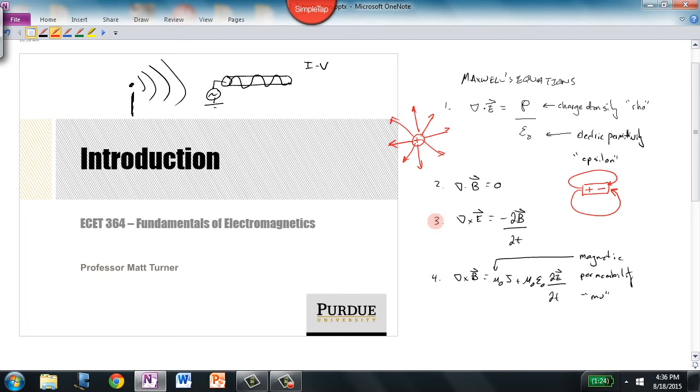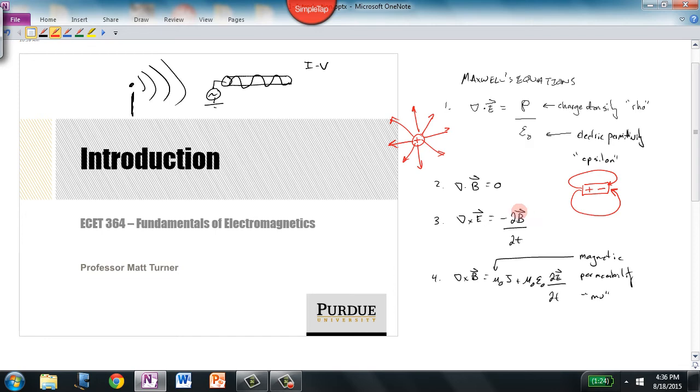The corollary to Maxwell's third equation is Maxwell's fourth equation, which says that if we have either a current that is flowing or a time variant electric field, it will result in a time variant magnetic field. So those are Maxwell's four equations.